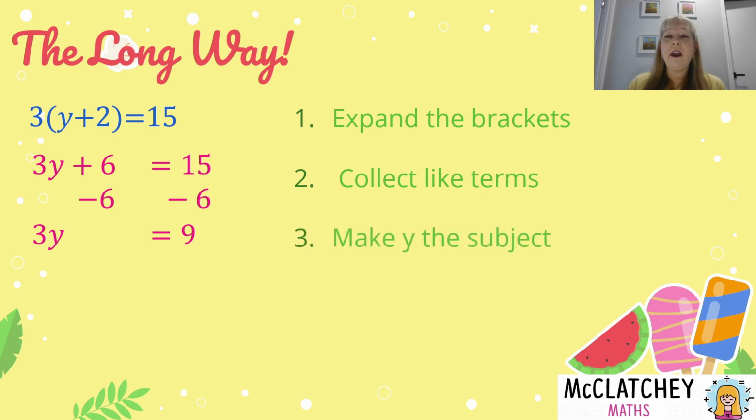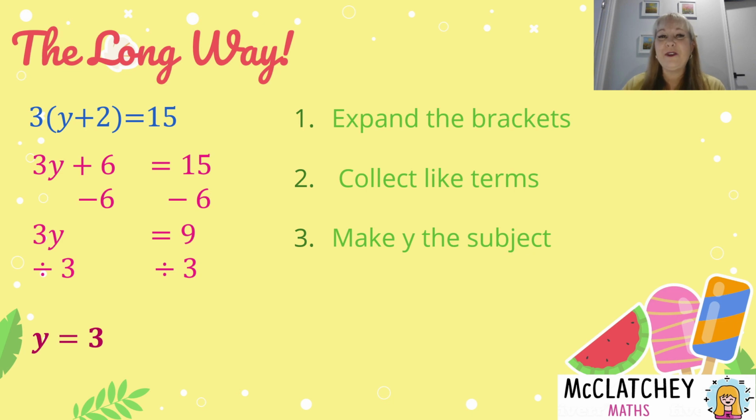So now our final step is to make y the subject. Now what that means is get y all by itself. So at the moment y is multiplied by 3 just over here. We need to undo the multiplication here with a division. We're going to divide both sides by 3. So now what I have is 3y divided by 3 on the left-hand side, which makes just 1y, and 9 divided by 3 on the right-hand side means y is equal to 3. So that's the long way. It takes 3 steps to get there.